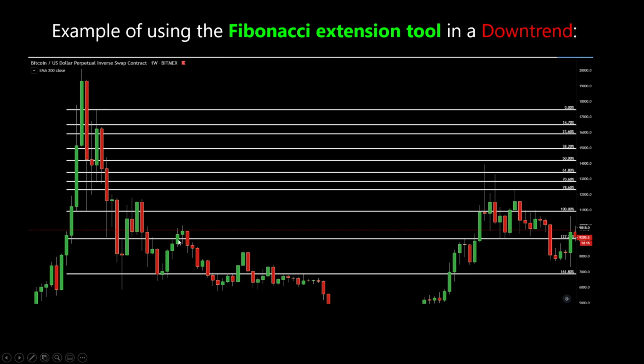Now you can use Fibonacci on a very small scale, and you can use it on a very large scale, and we're going to go through all that in just a moment.